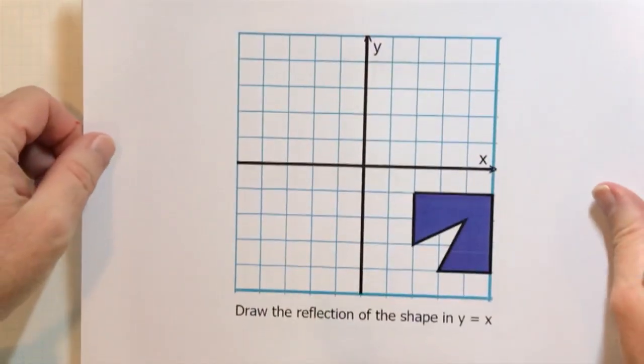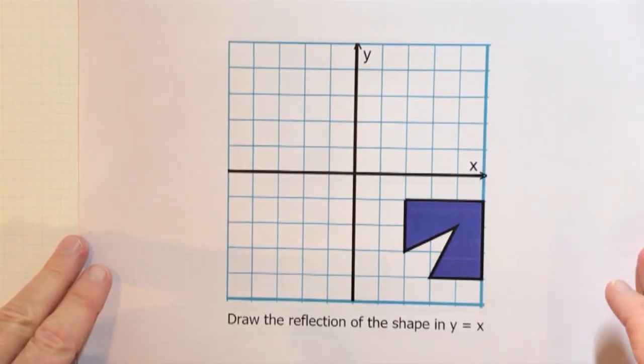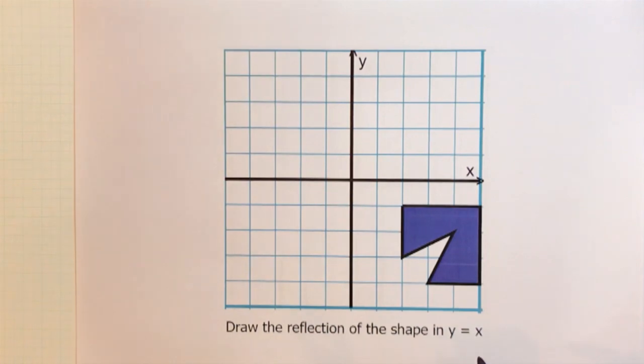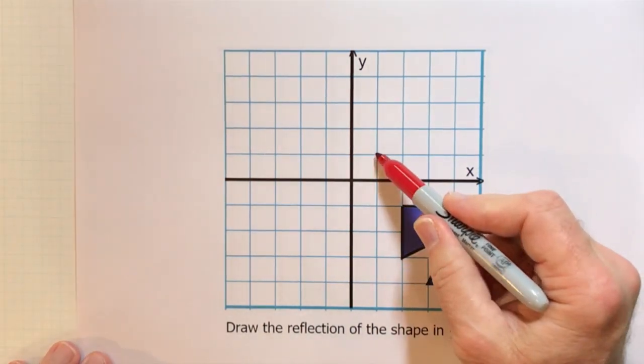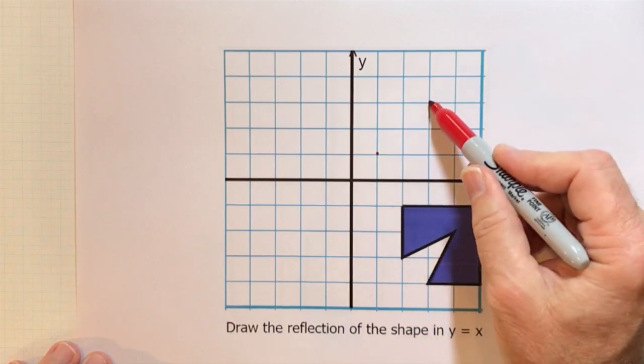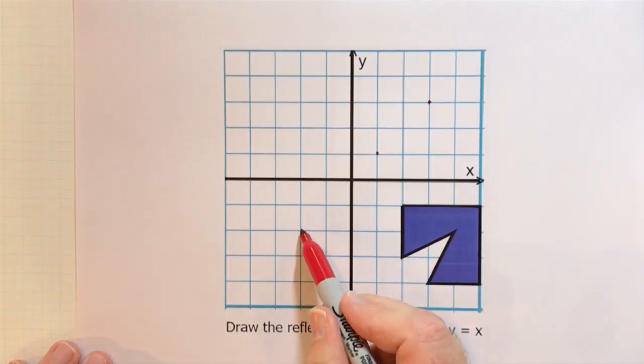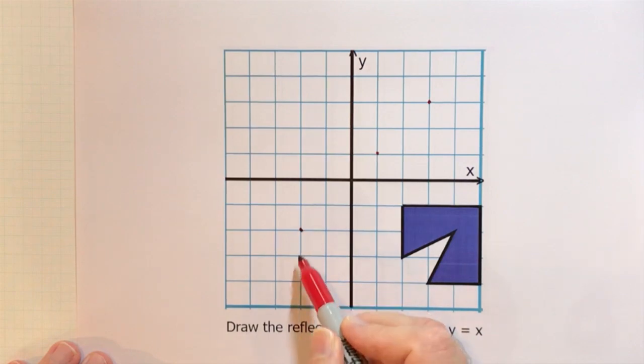And then finally for this level, we're going to reflect this shape in the line y equals x. Now that is the straight line that goes through all the coordinates, all the points, where the x and the y values are the same. So for example, it will go through the point 1, 1. It will go through the point 3, 3. It will go through the point -2, -2 down here.